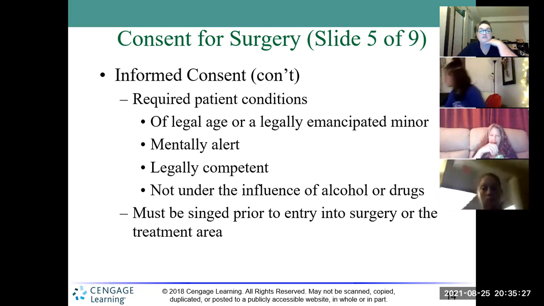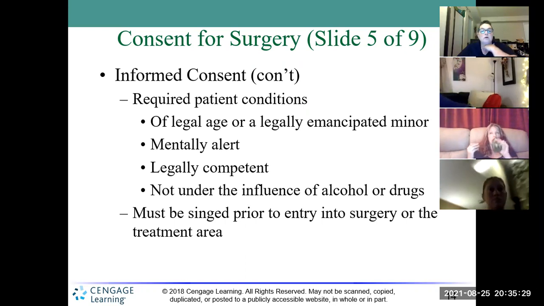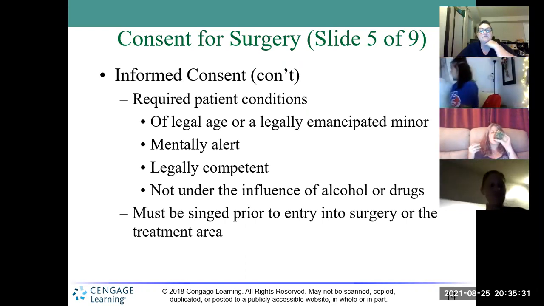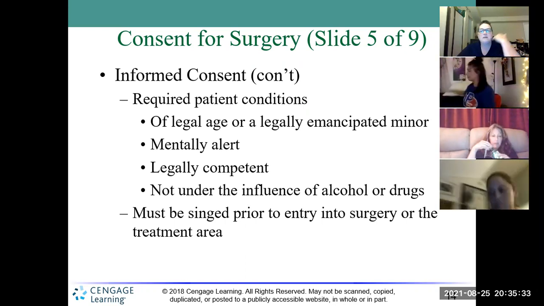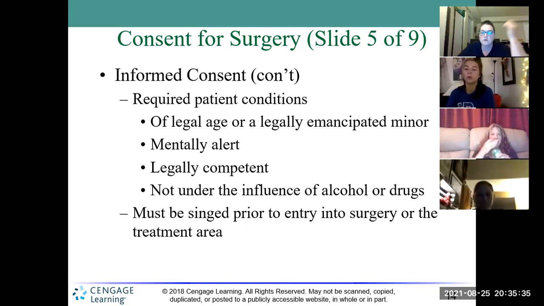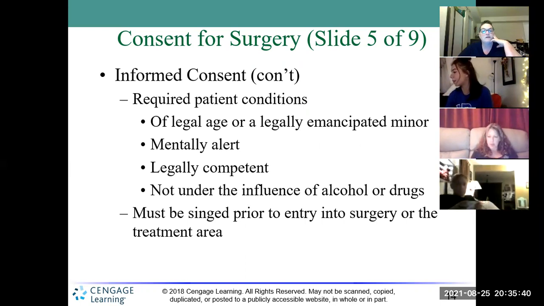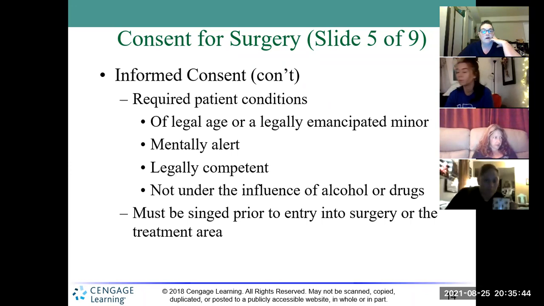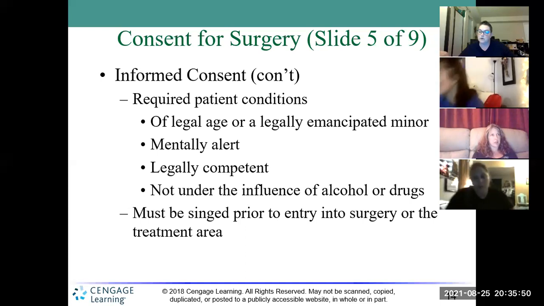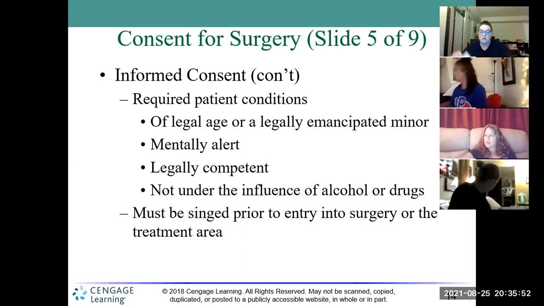So the patient has to be of legal age or a legally emancipated minor, and has to be mentally alert, or else someone else has to sign for them. They have to be legally competent and cannot be under the influence of drugs or alcohol. And then this does have to be signed before they go into the surgery or treatment area.